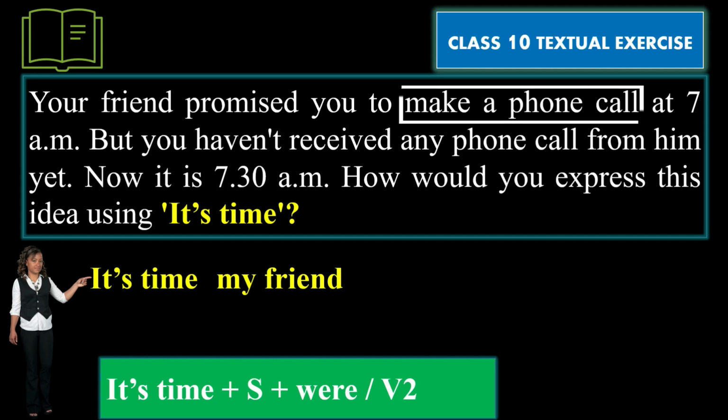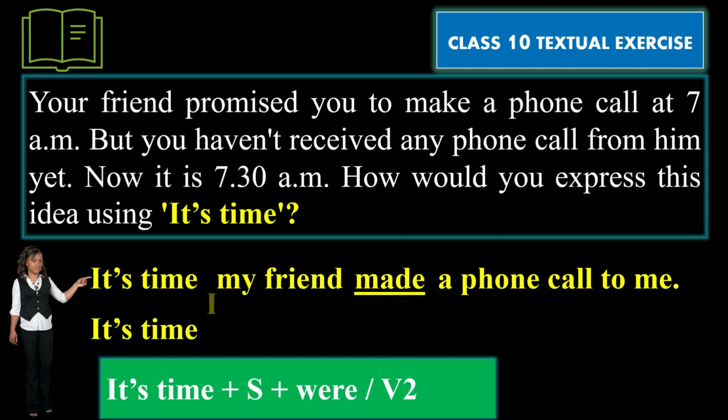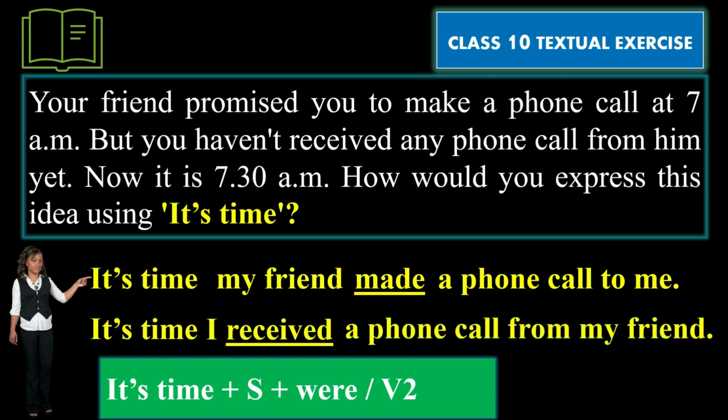Now what should your friend do? Make a phone call to you. So what is the past tense of make? Made. So it's time my friend made a phone call to me. Now there is another way of saying this. Look at this here. It's time I received a phone call from my friend. So this is okay too. So both mean the same here. Okay, let's look at the next one.